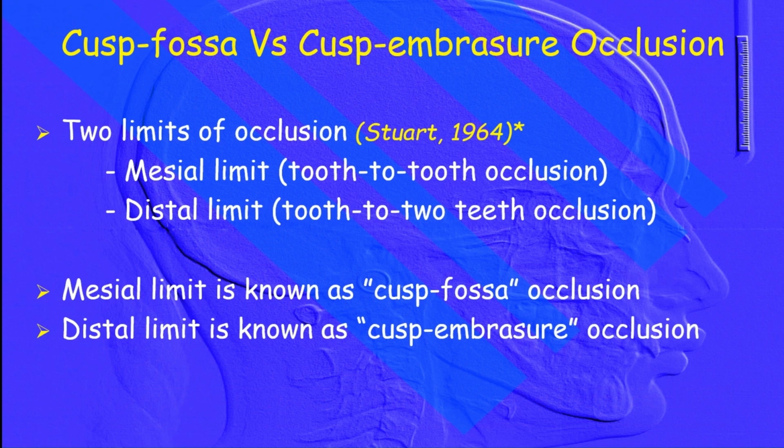Now we will discuss a little bit about the cusp fossa and cusp embrasure occlusion. According to Charles Stuart, there are 2 limits of occlusion. One is a mesial limit, which is known as tooth-to-tooth occlusion, and the other is a distal limit, which is tooth-to-two-teeth occlusion. According to Huffman and Regenos, the mesial limit of occlusion is also known as cusp fossa occlusion, and the distal limit is known as cusp embrasure occlusion.